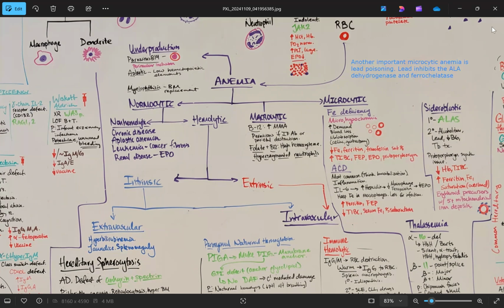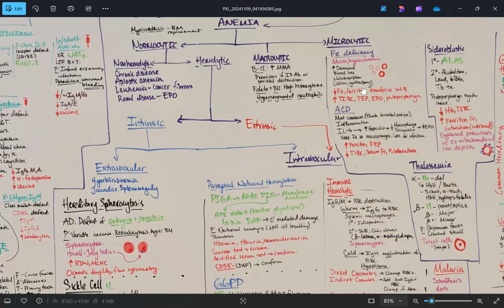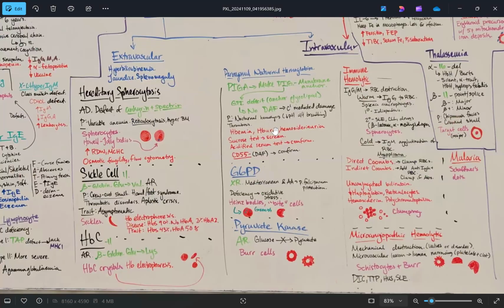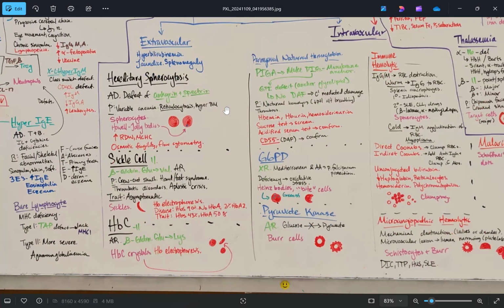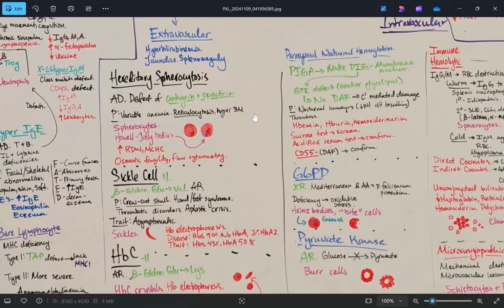So we're going to start with our intrinsic and extravasculars. In general, what you'll see on presentation for extravasculars overall is a lot of hyperbilirubinemia and jaundice and splenomegaly. Again, you're involving your liver and your spleen, so those are symptoms you'll see a lot. Hereditary spherocytosis is an autosomal dominant disease with a defect of ankyrin and spectrin, which are your anchoring proteins for your membranes. If you do not have those, you do not have the little disc shape of your red blood cells, and they turn into spheres.